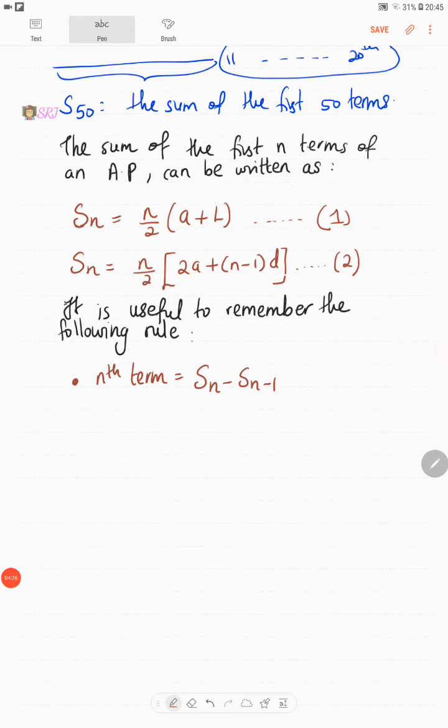It is also useful to remember this rule. The nth term can be obtained by taking the sum of the first n terms, that is Sn, minus the sum of the first n minus 1 terms. So this is very useful.